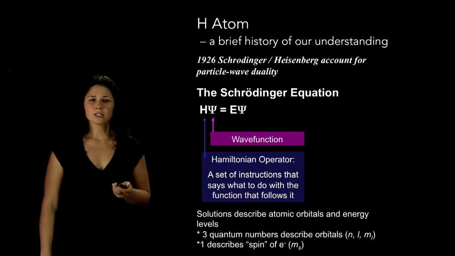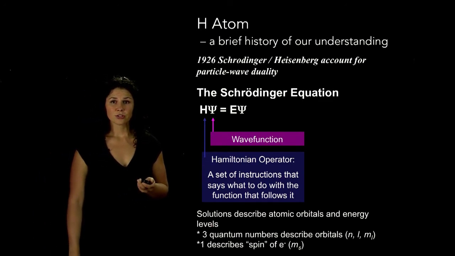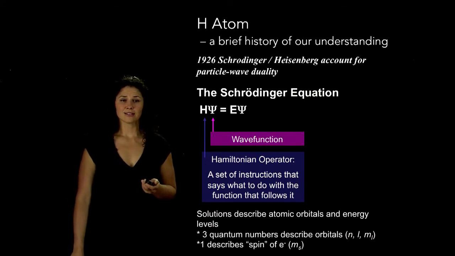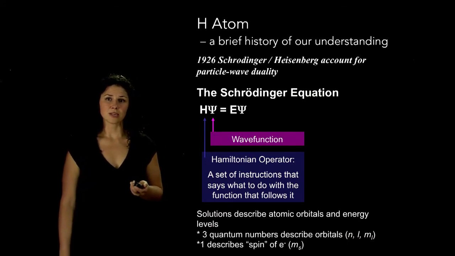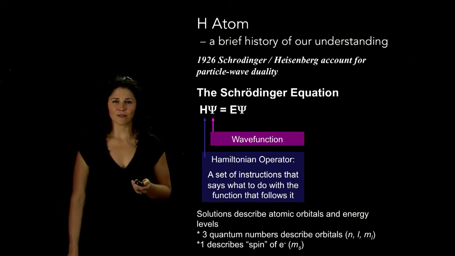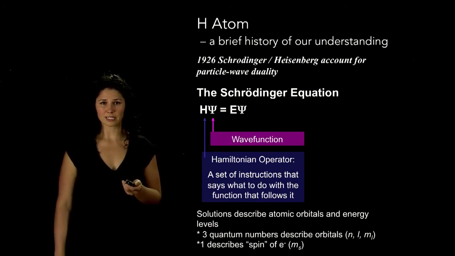So the wave function is defined by three quantum numbers: n, which you might know as the shell number; L, which you might know as the subshell type, so an S, a P, or a D, for example; and M sub L, which is the orientation of a particular orbital in space. And then the fourth quantum number describes the spin of an electron.